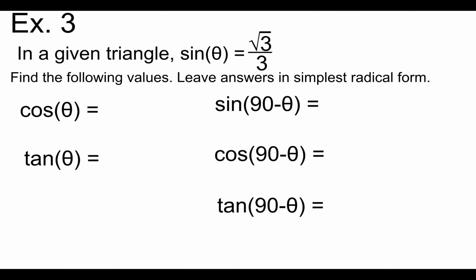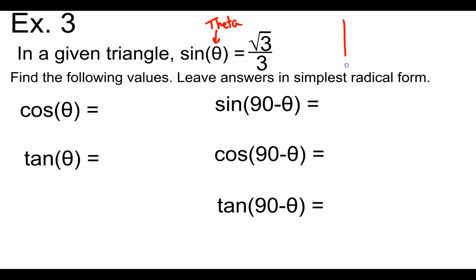So last example, notice something here. They do not give us a triangle. So what we need to do is make our own triangle. Before we do that, let's look at this problem. It says, in a given triangle, the sine of theta is the square root of 3 over 3. All right, so let's go ahead.